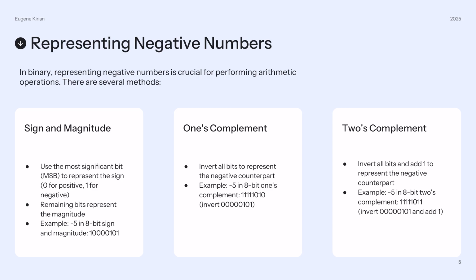Lastly, there is 2's complement, which is similar to 1's complement, but we add 1 to the inverted bits. So, -5 in 8-bit 2's complement would be 1, 1, 1, 1, 1, 0, 1, 1, which is the inverse of 0, 0, 0, 0, 0, 1, 0, 1 plus 1. Each of these methods has its own strengths and weaknesses, and understanding them is essential for working with binary arithmetic.